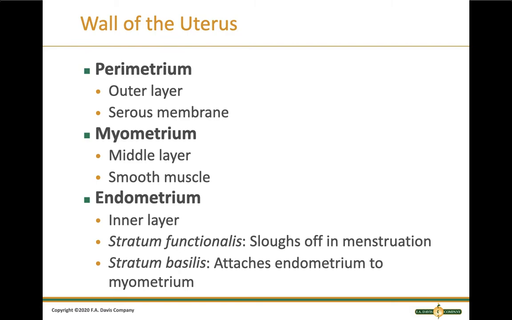There's two parts of it. The stratum functionalis, that's what sloughs off in menstruation. The stratum basalis attaches the endometrium to the myometrium. So the stratum functionalis, that is the part where an embryo would implant and start to develop.